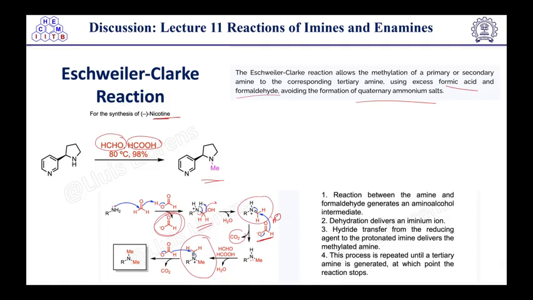It is mentioned in the mechanism. This process is repeated until a tertiary amine is generated, at which point the reaction will stop, because now we don't have any proton on nitrogen which can get transferred. All of you know that in this step proton transfer was taking place, right? Only if a proton is there on nitrogen can it get transferred. So after getting the tertiary amine, it is not possible. So this will be the final product. Final product. Okay. Shall we move further?